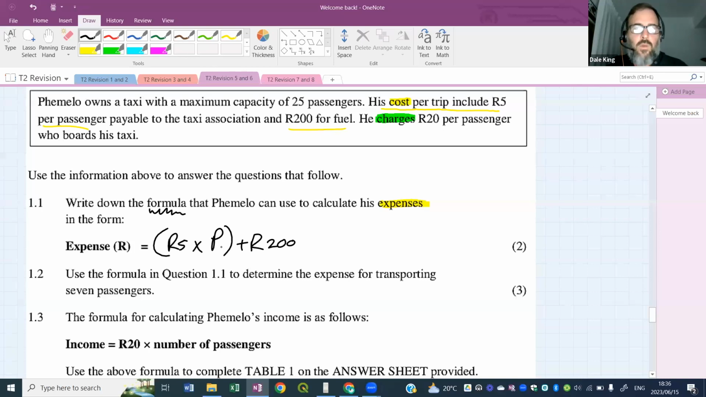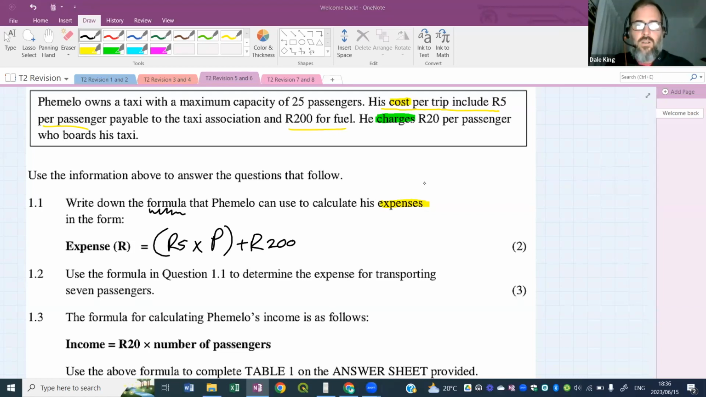But basically what we're doing is telling Pamelo, anytime you want to calculate this, all you're going to do is say 5 rand times the number of your passengers, however many there are, and then add 2 rand at the end of that. And you'll get your costs, you'll get your expenses. This is what they want you to do, to build a formula for Pamelo.